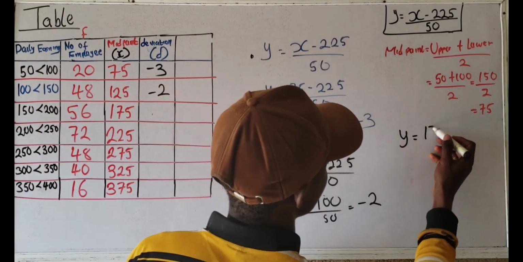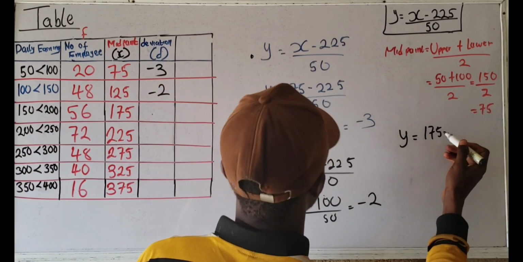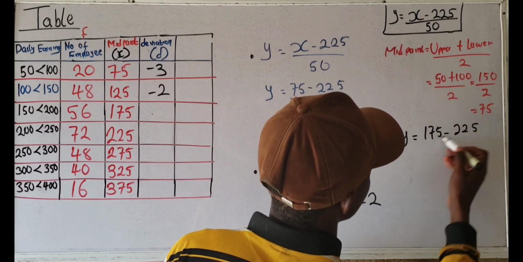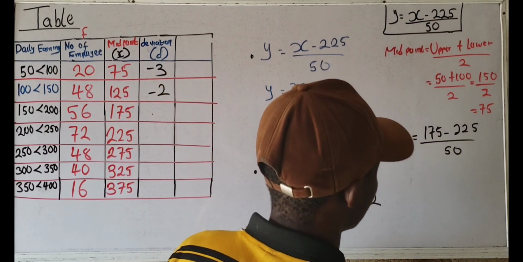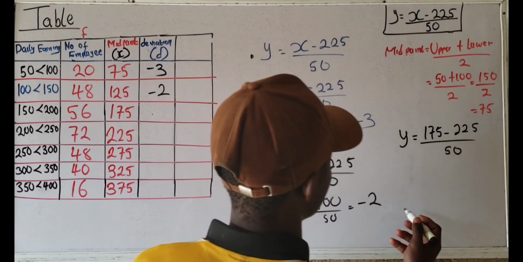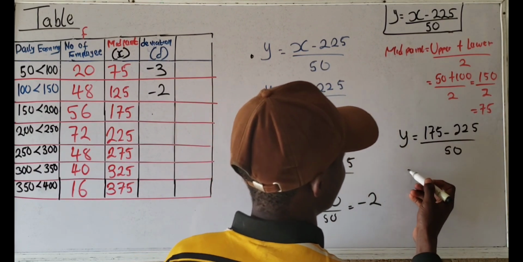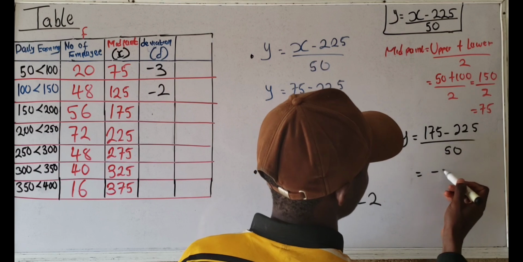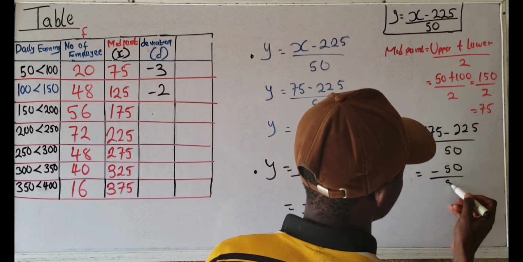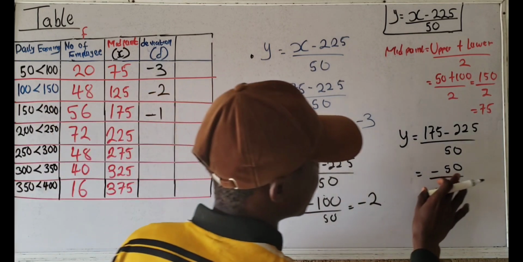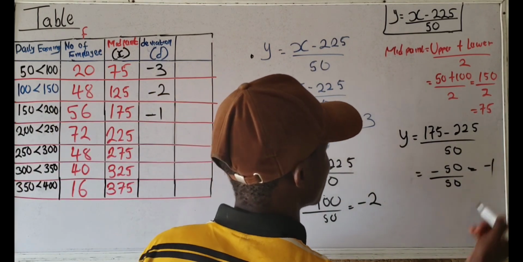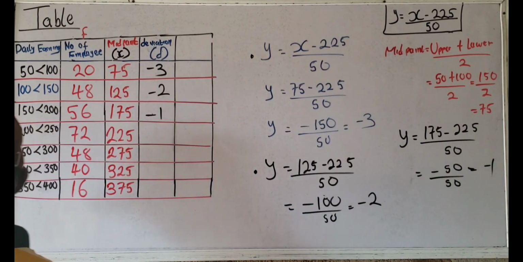And for the next cell, 175 minus 225 all over 50. Now 175 minus 225 will give us negative 50. You understand? So I'm going to have negative 50 all over 50. Okay, so this will be what? Negative 1, because if you divide negative 50 over 50, you're going to have negative 1. Okay, now let me erase this.